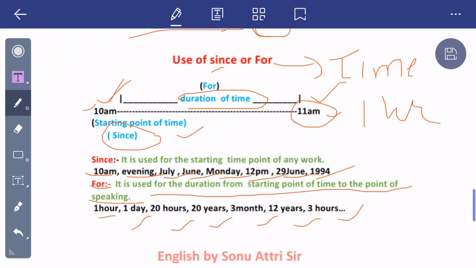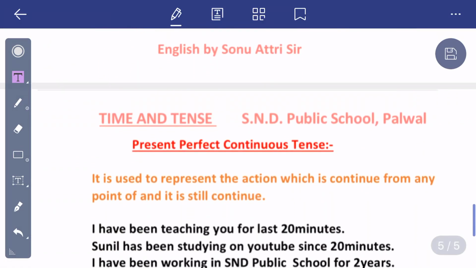If I say Feb, so Feb is what? The starting point of time. And if I count from Feb up to now, Feb and then March, it means 1 month. So 1 month is what? 1 month is a duration of time that has been completed. So you must be very clearly aware of these things whenever you speak any sentence. Since and for are the most important in view of the tenses.